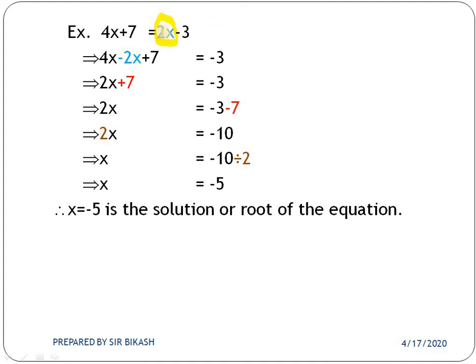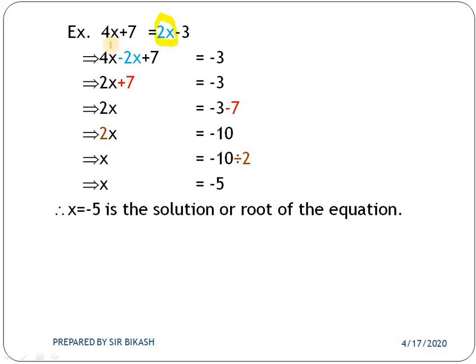So initially twice x will be taken to the left hand side, and during the changing of side, plus will change to minus. That means addition will change to subtraction, and subtraction will change to addition. Similarly, multiplication will change to division, and division will be changed to multiplication. So here what we'll do, twice x will change the side. That means twice x is in the right hand side. You see here. So from that right hand side we will take it to the left hand side.